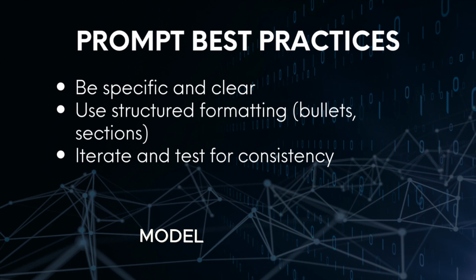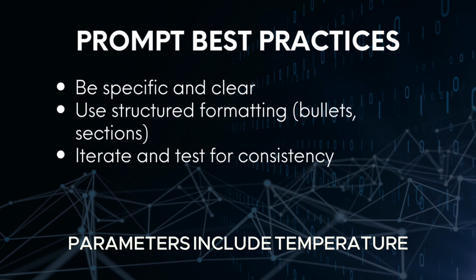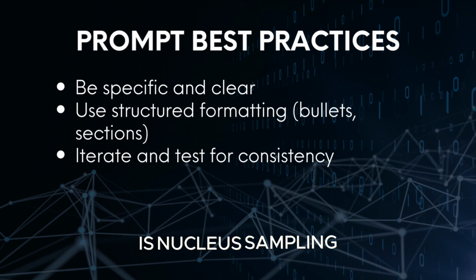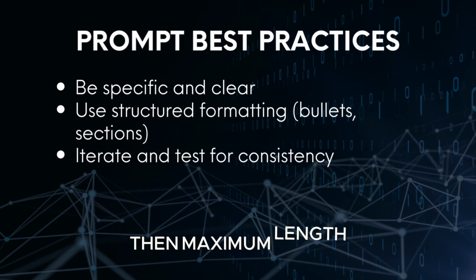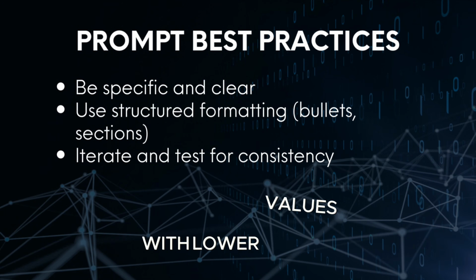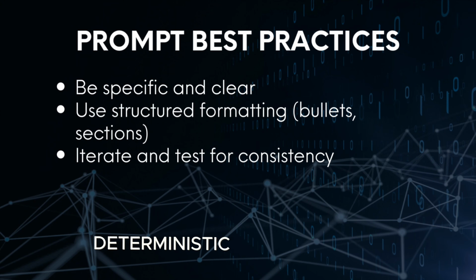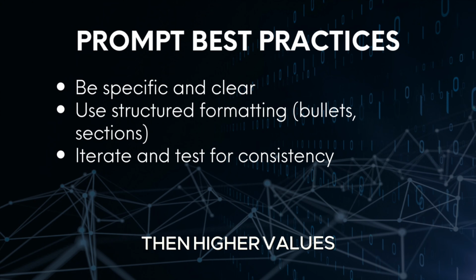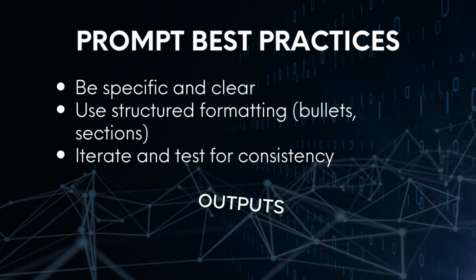Now let's take a look at model settings and parameters. So the key parameters include temperature, top P, which is nucleus sampling, top K, and then maximum length. So temperature controls the randomness of the output, with lower values producing more focused, deterministic responses, and then higher values lead to more diverse and creative outputs.